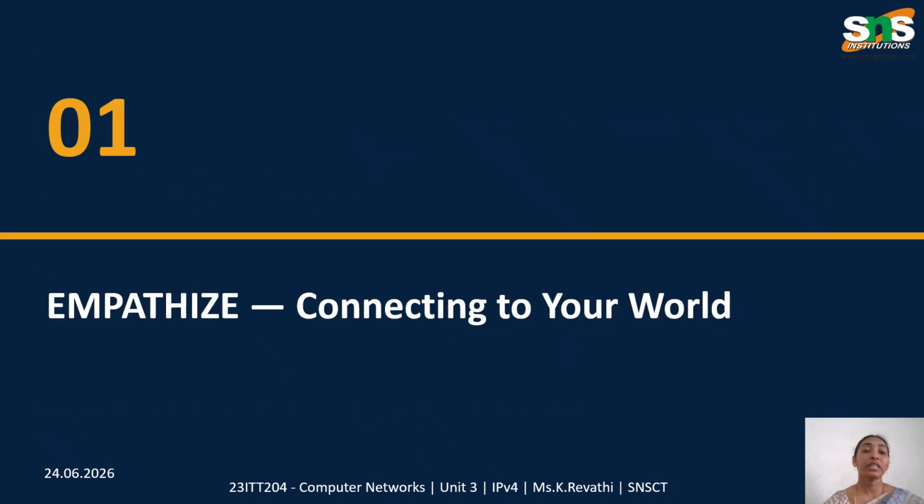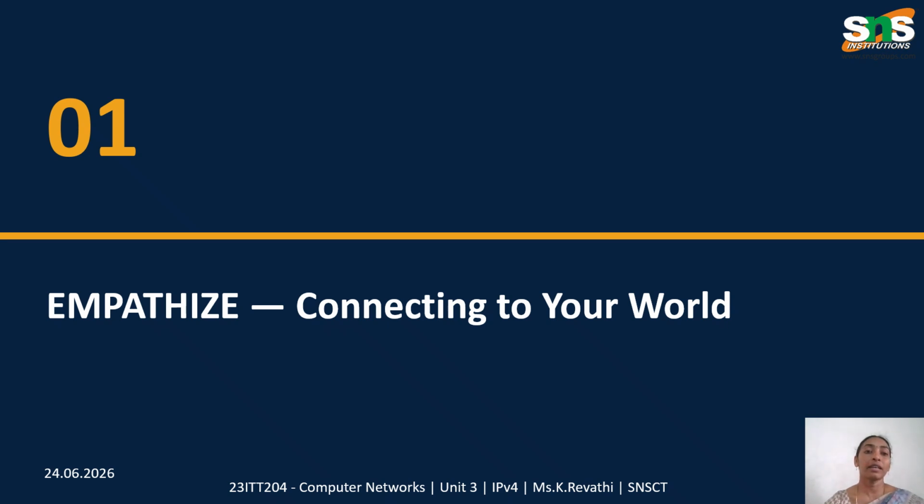The first phase of design thinking is empathize. Let's see about the empathize phase of IPv4. Postal address analogy in a postal system: we use country, city, street and house number for delivery. Similarly, in a network, we use network address, subnet and host addresses for communication. Routers act like postmen to forward data packets.